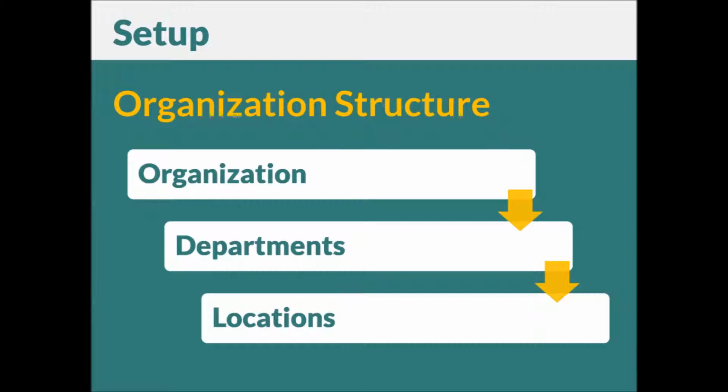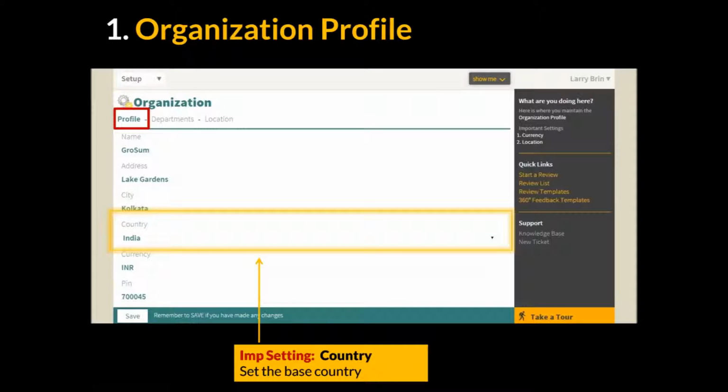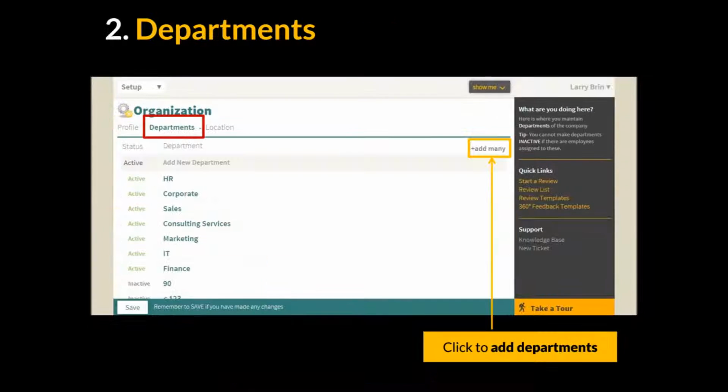The key settings here are related to profile, departments, and the locations. In organization profile, look out for the country setting. The country that you set here implies the company headquarters, and the associated currency will be considered default.